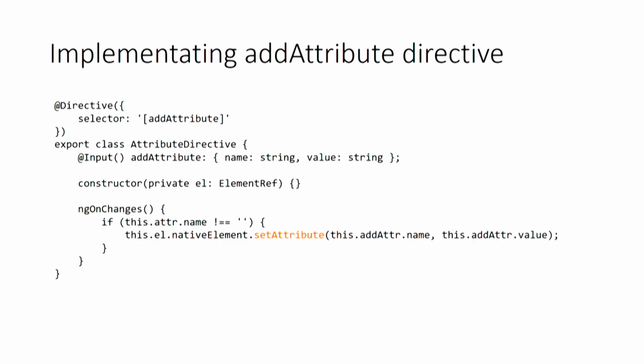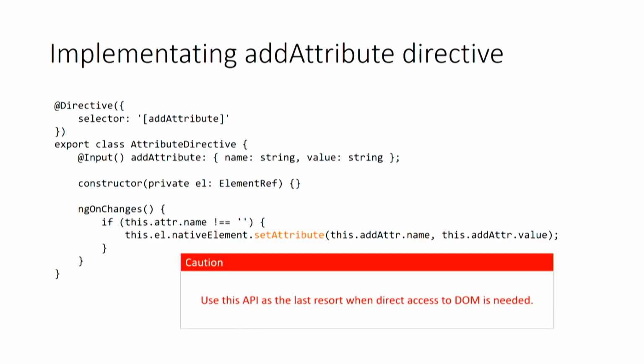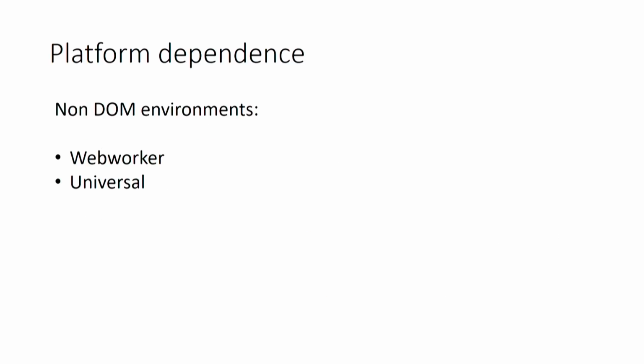What's interesting is if we take a look at how we can implement this directive, specifically, we are interested in the setAttribute usage. And it's a native API method, right? The question we should ask ourselves is: is it safe to use native API inside Angular? Actually, Angular discourages direct DOM access inside the application. Why? The reason is platform dependence.